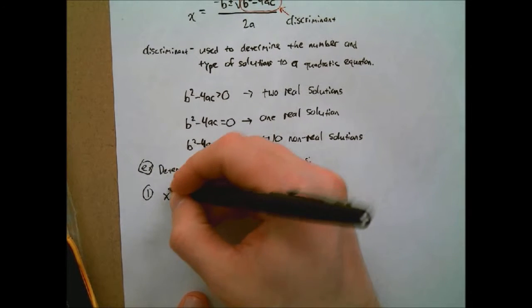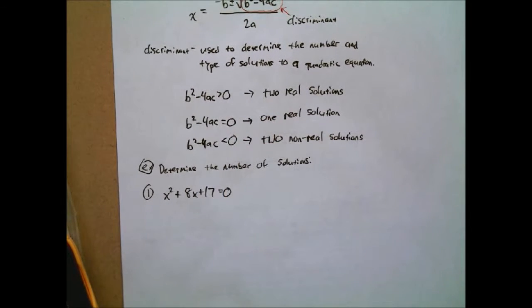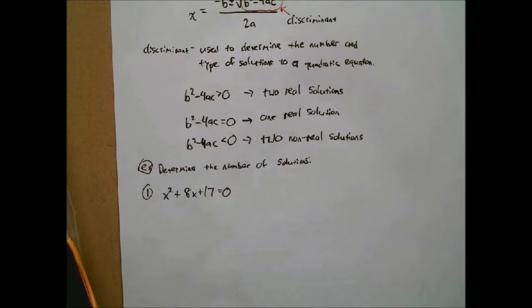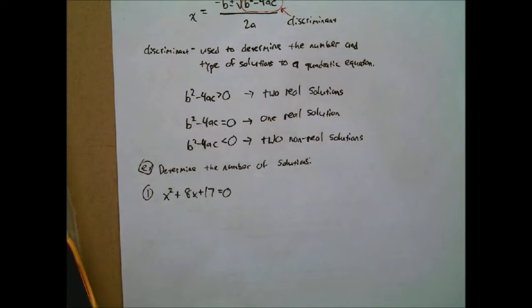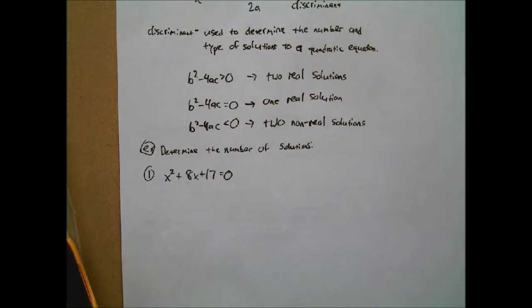x squared plus 8x plus 17 equals 0. So first of all, is this in standard form? Is it in the form that we need? Well, it's equal to 0 here, and all of our terms are combined here, and so yes, it is. Is this a quadratic equation? What makes it quadratic? The square, exactly right. The x squared, that's our highest degree term, highest power term. So yep, x squared does make it quadratic there. Very good. Now let's determine the number of solutions.